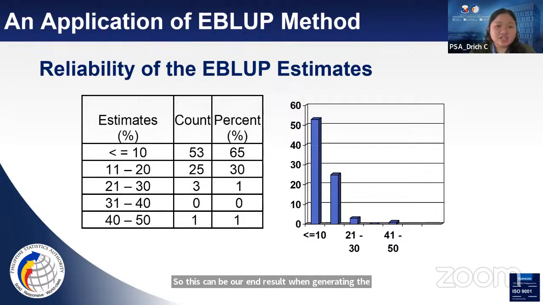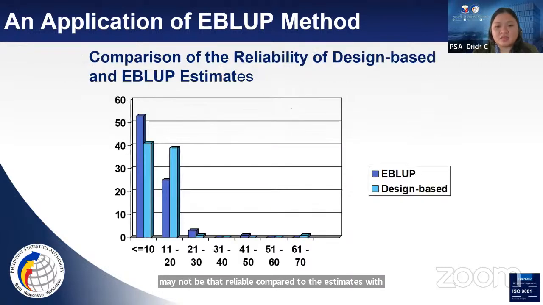Further, we also check the reliability of our EBLUP results. As mentioned yesterday, our usual cutoff is at 10%. Once the coefficient of variation exceeds 10%, we usually have a cautionary statement or caveat that estimates with coefficients of variation greater than 10% should be used with caution and may not be that reliable compared to the estimates with coefficient of variation less than 10%. So this is the comparison of the coefficients of variation. As you can see, the EBLUP results yield better CVs compared to the design-based estimates.